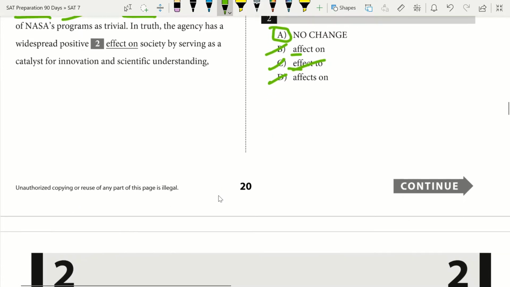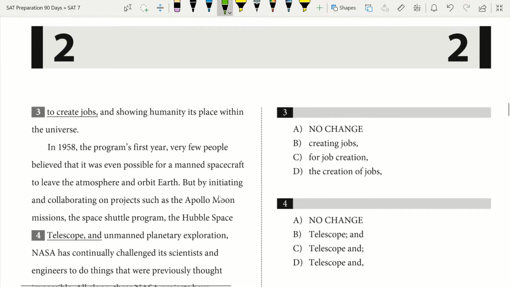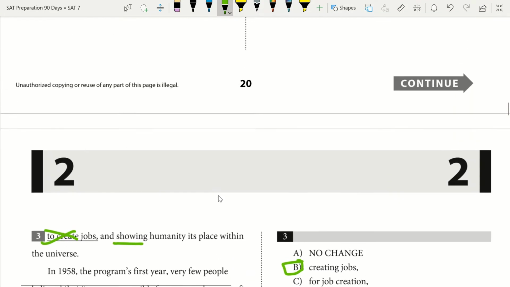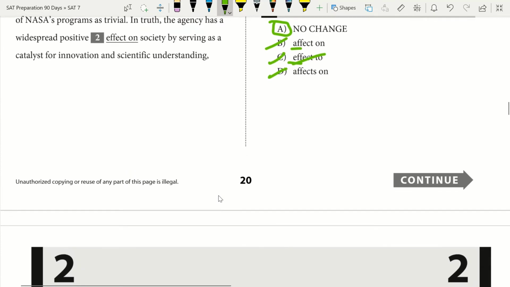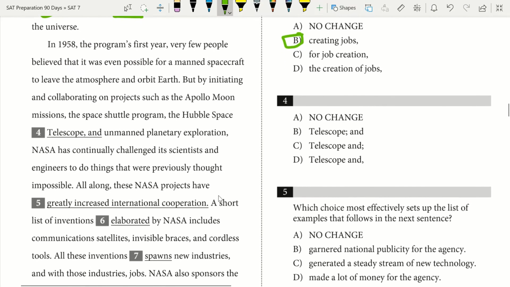We've got question 3. By serving as a catalyst for innovation and scientific understanding, we're going to have creating jobs. I know we're going to have creating jobs because I see we're testing parallelism. So we're going to have creating jobs because we have showing there, and above it we also had an ing verb under serving as a catalyst. So serving was my indication of parallelism there. So B would be my answer for number 3.